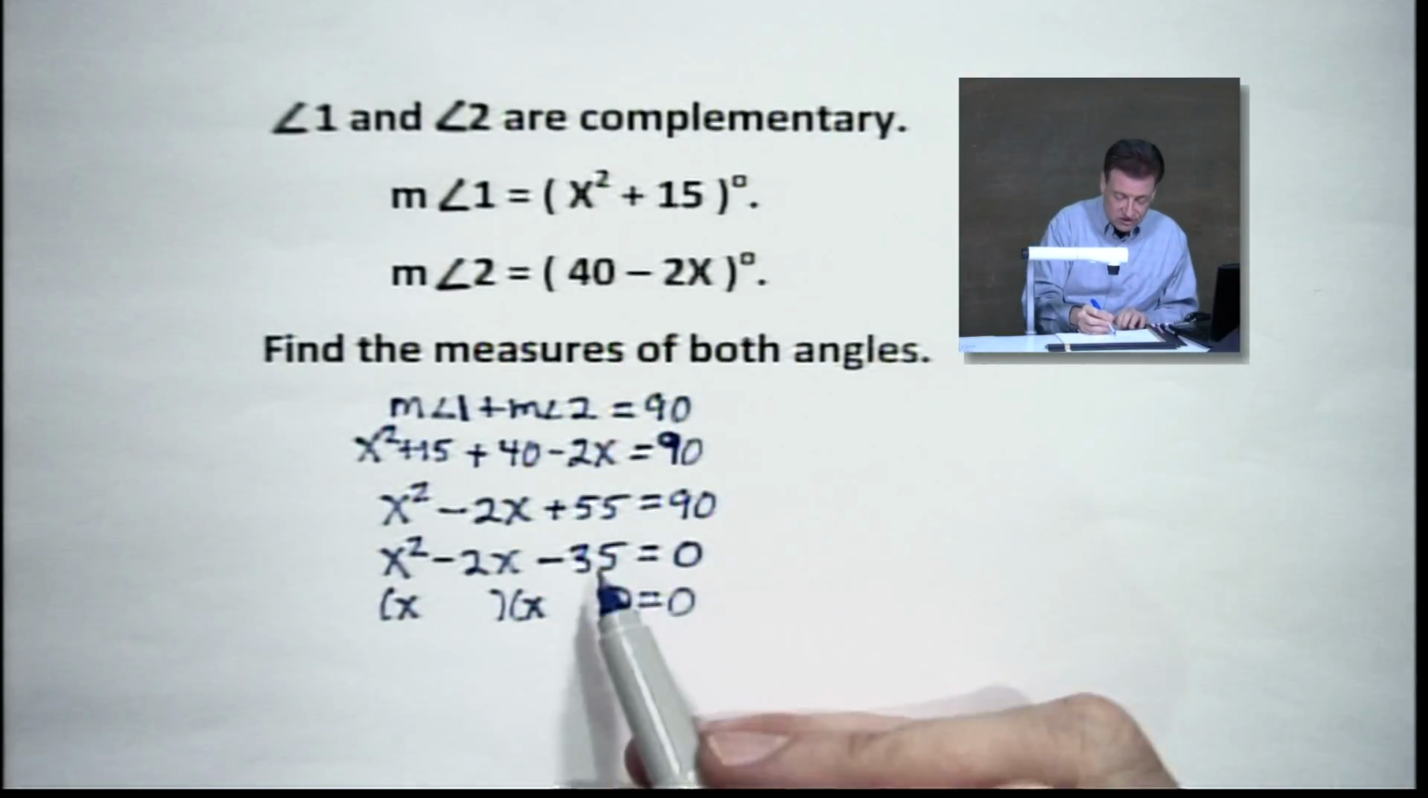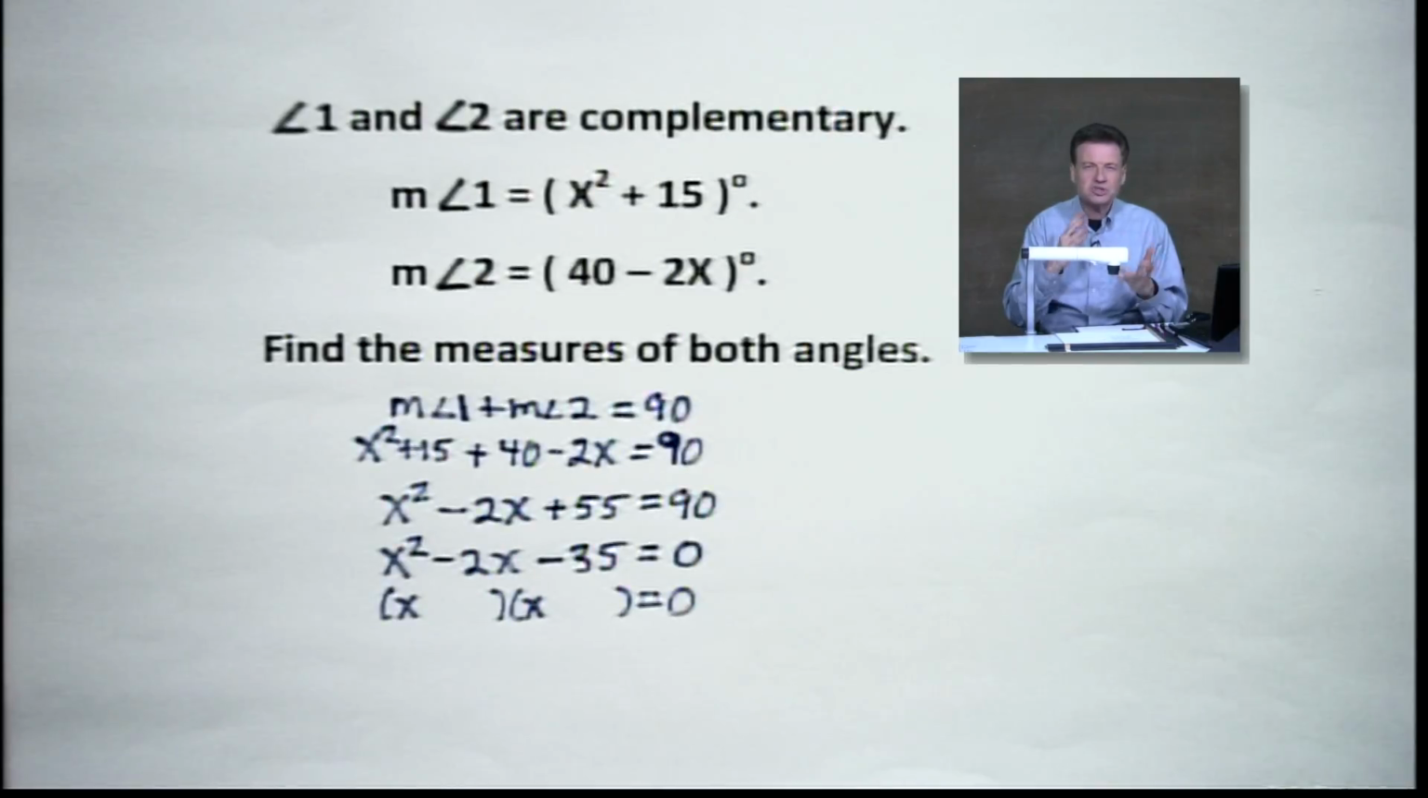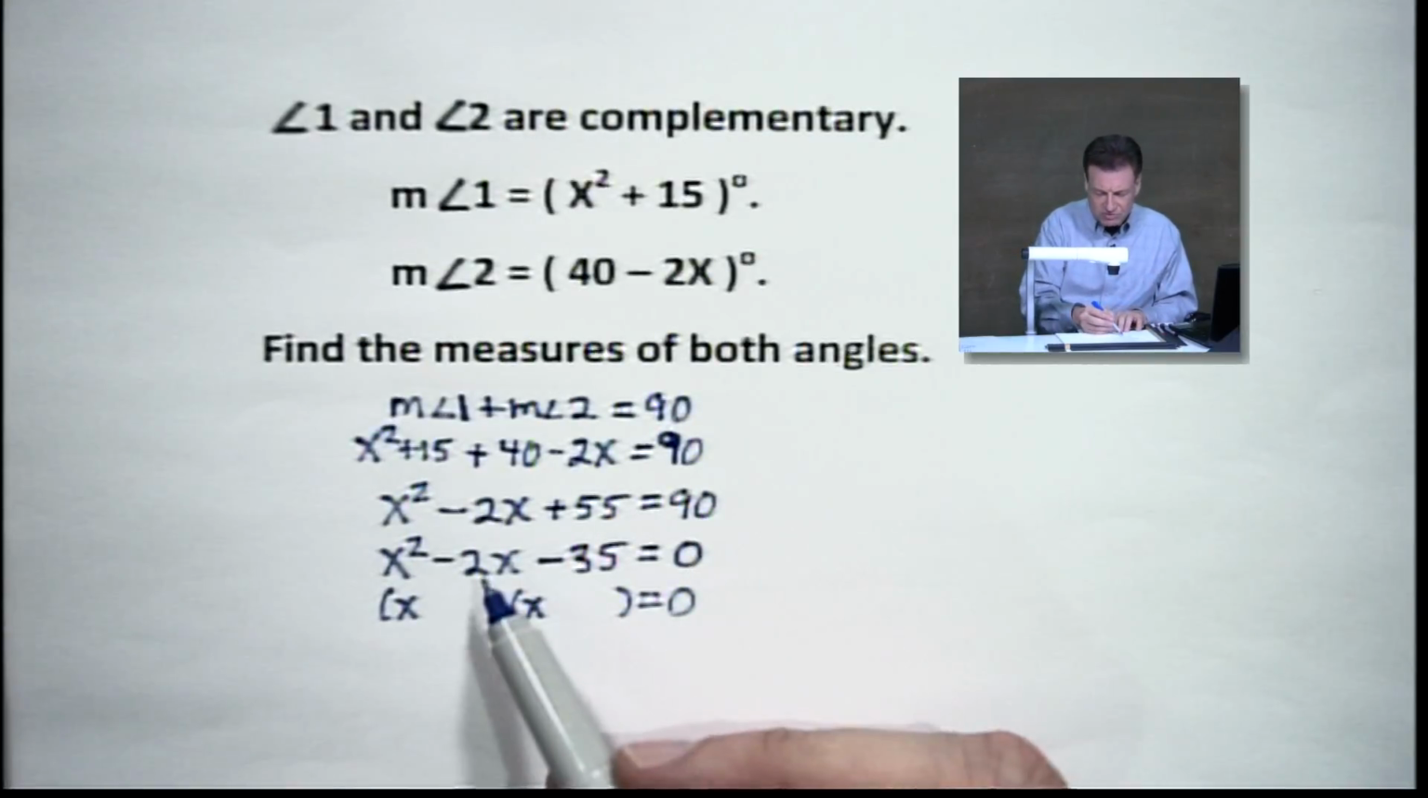Now, where am I going to go? I'm looking for factors of 35. Factors, that means how we multiply. Well, there are not many ways to get 35. That's good news. 7 and 5 will work, or 1 and 35. And which of those will subtract to give me 2 in the middle? That's really what I'm looking for.